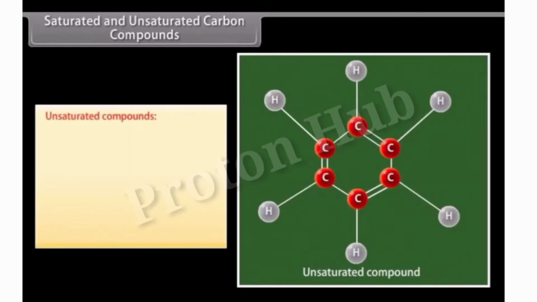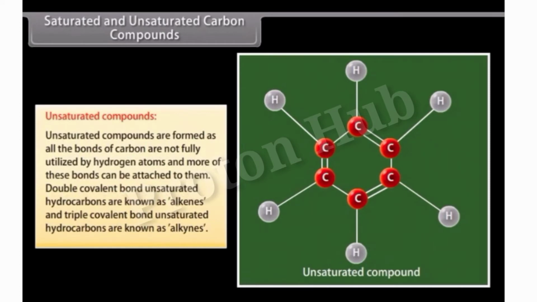Unsaturated compounds. Compounds of carbon and hydrogen that contain double or triple covalent bonds between the carbon atoms are called unsaturated hydrocarbons. These are formed as all the bonds of carbon are not fully utilized by hydrogen atoms, and more of these bonds can be attached to them. Double covalent bond unsaturated hydrocarbons are known as alkenes, and triple covalent bond unsaturated hydrocarbons are known as alkynes.